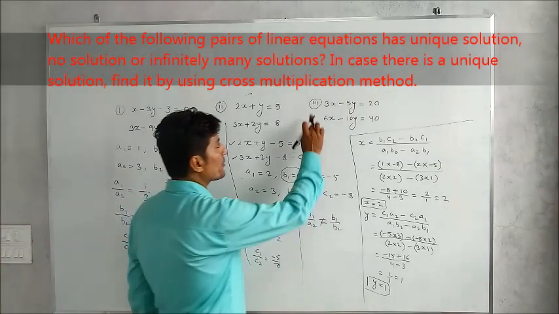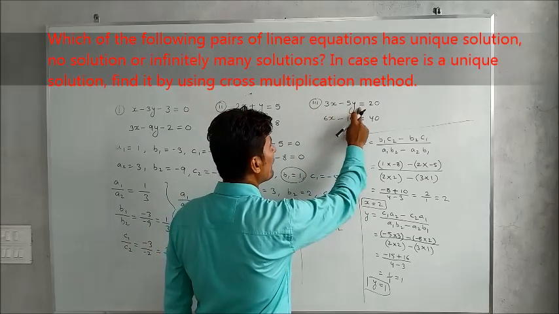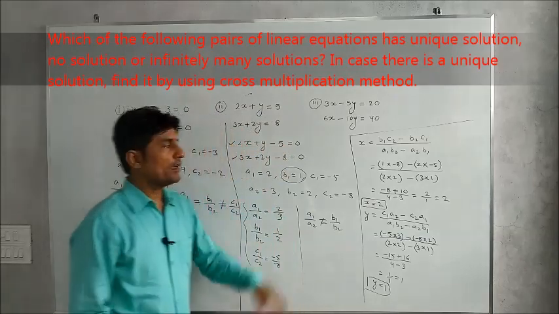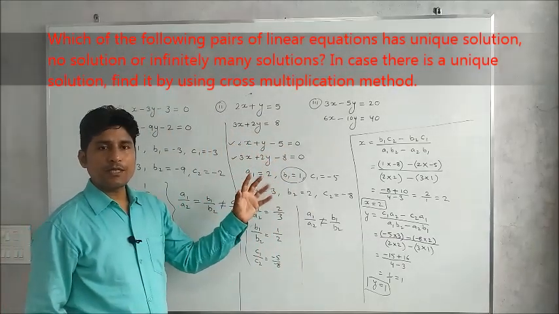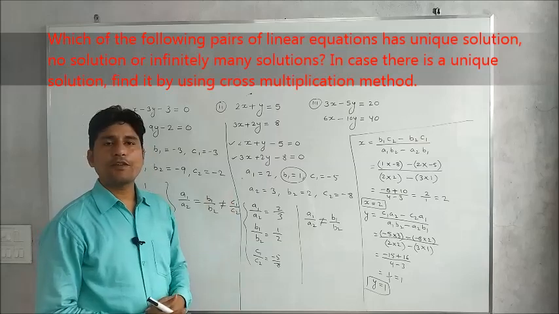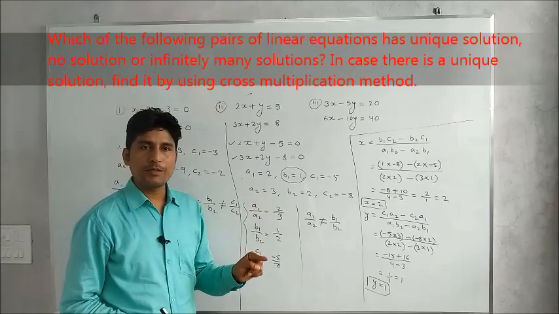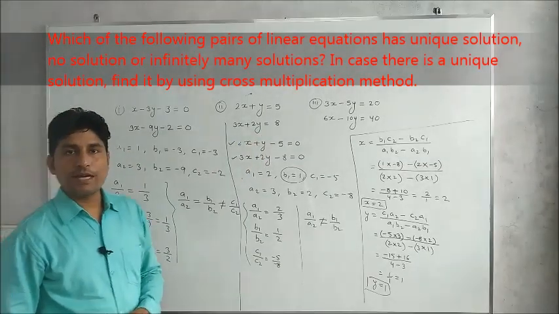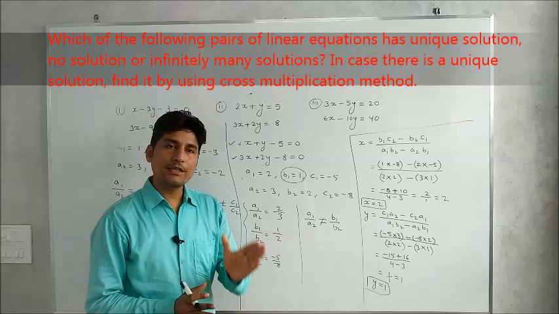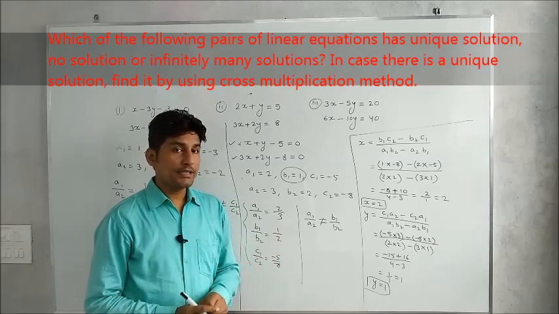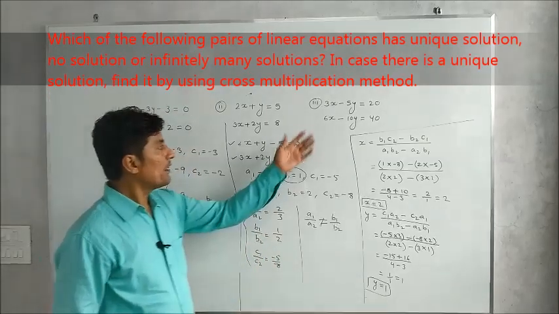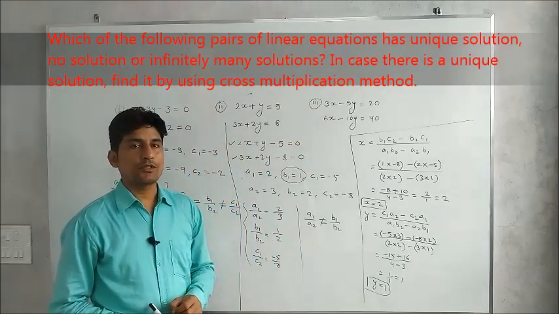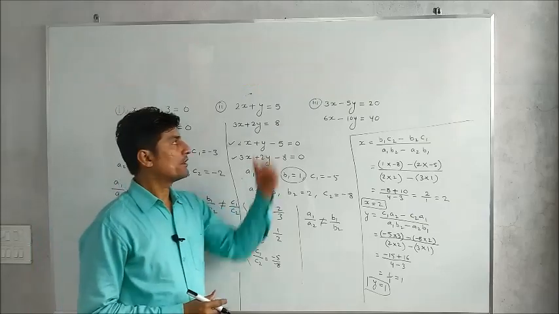Now let us see the third question. In the third question, 3x minus 5y equals 20, 6x minus 10y equals 40. The third question can also be solved by using the same method. First of all, we have to find the ratio of a1 upon a2, then b1 upon b2, then c1 upon c2. In this case, we can observe that the ratio of a1 upon a2 is equal to b1 upon b2 is equal to c1 upon c2. That's why the solution for this pair of linear equations will be infinitely many solutions. So in this way we can solve this question also.